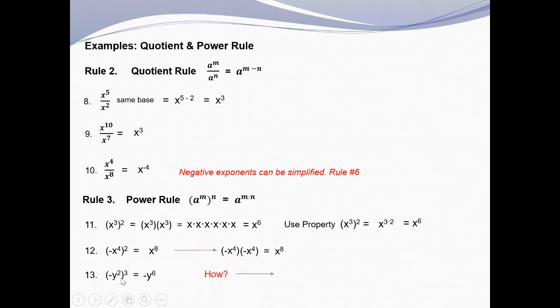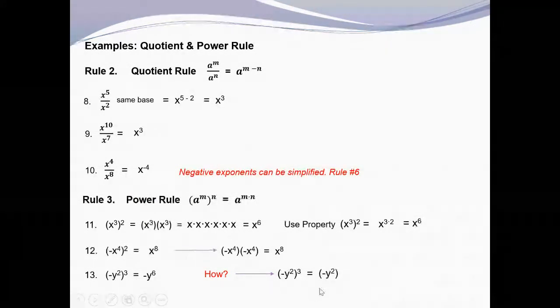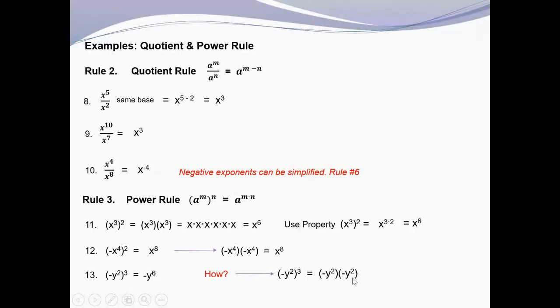All right, so this, if you want, break it down. Negative y squared to the third power is equal to negative y squared times negative y squared, right? So negative y squared times negative y squared will give us y to the fourth. Then y to the fourth, right, times negative y squared will give us a negative y to the sixth power. Okay, so always kind of break it down if you're confused. Break it down, and that way it might be easier for you.